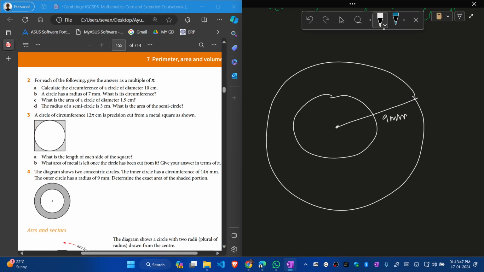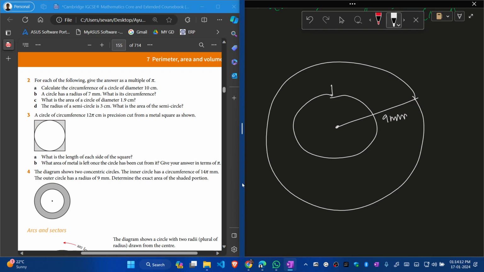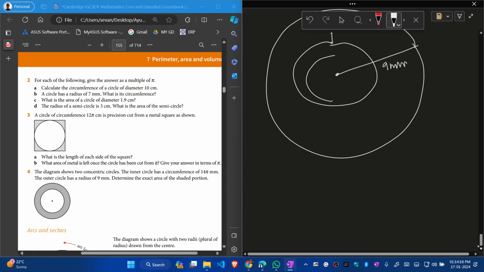It will be 4.5. No, why would it be 4.5? It is not just half of this. The circumference has been given for the inner circle only. You can see the inner circle has a circumference of this value. So this length is equal to 2 pi times the smaller radius, and the outer radius is 9 millimeters. We have to find the smaller radius first.